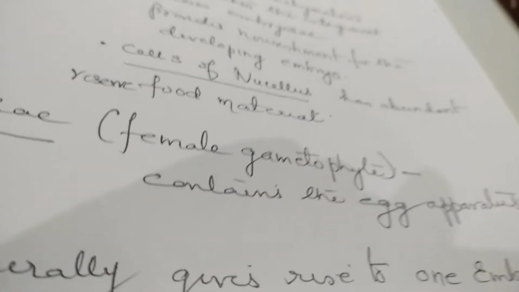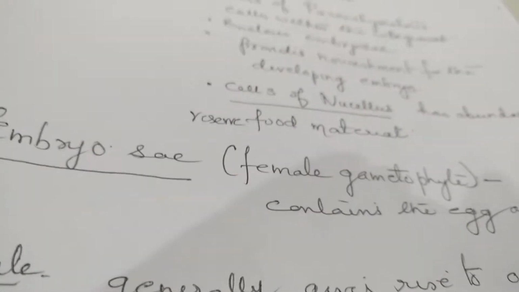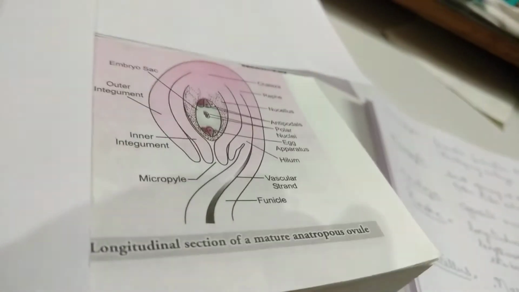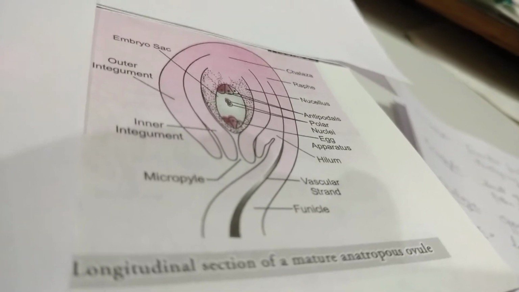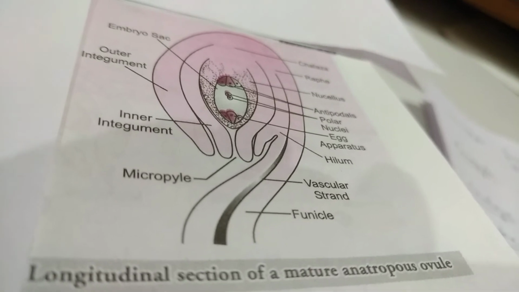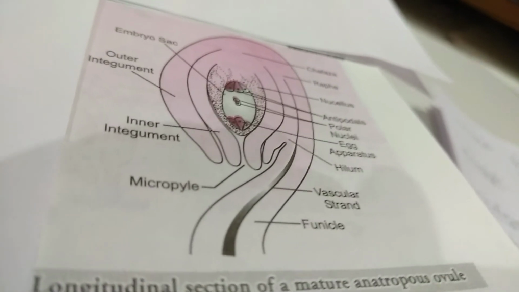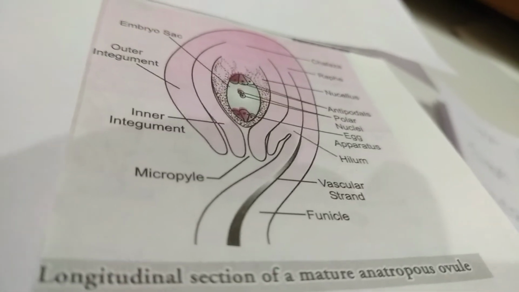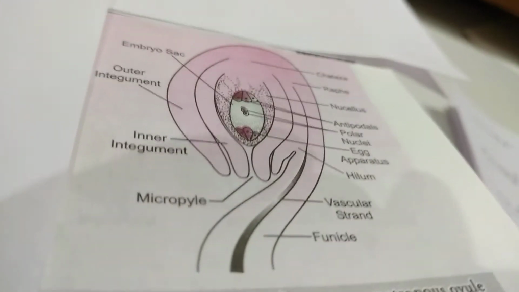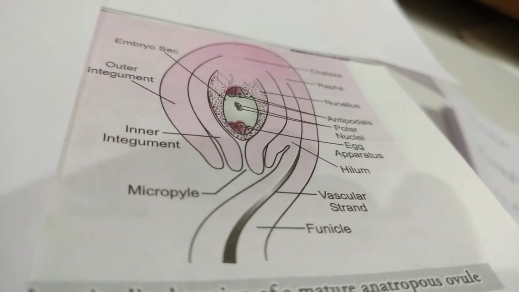Now another part that you will see is the embryo sac. It is also known as the female gametophyte, which encloses the egg apparatus. Ovules generally give rise to the embryo sac. So you can have a look at the picture of the embryo sac here. That is the longitudinal section of a mature anatropous ovule. The ovule that we study is the anatropous ovule; the name is given based on the shape and orientation, and an anatropous ovule is actually an inverted one.